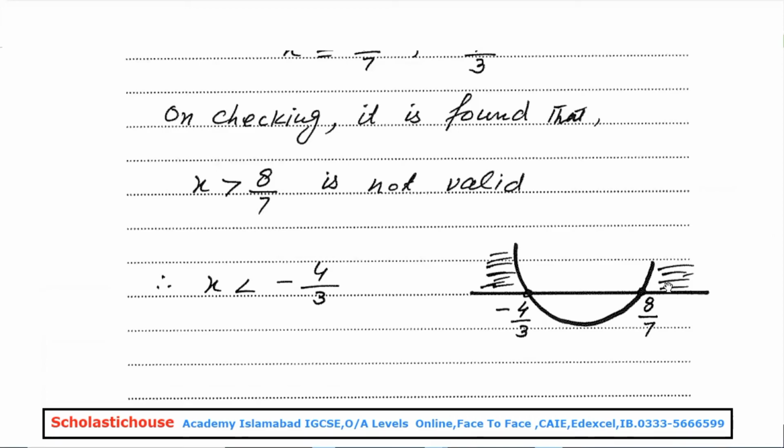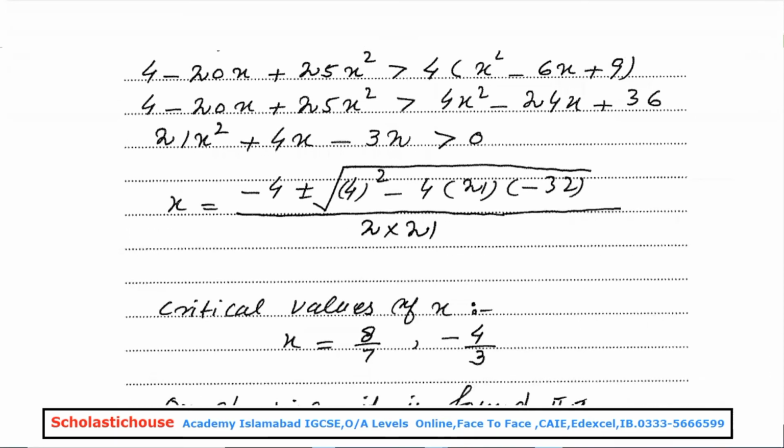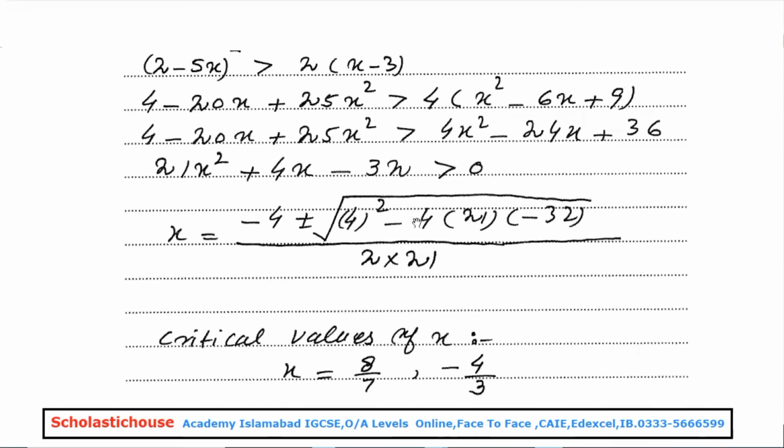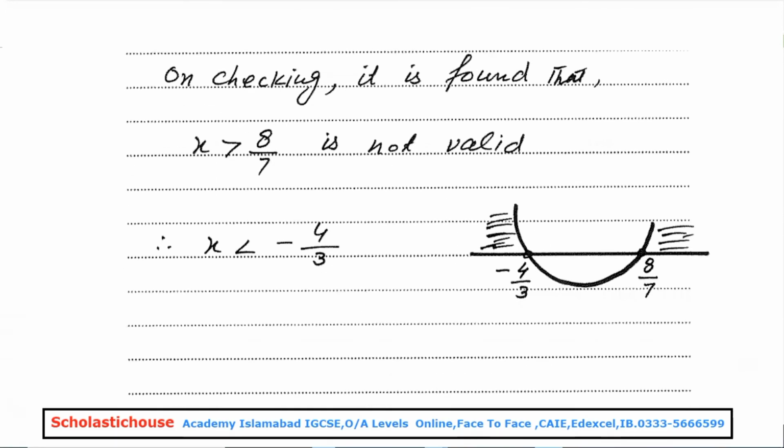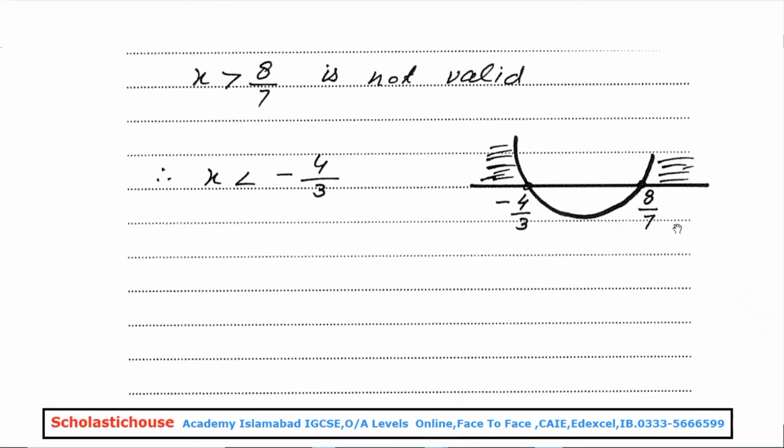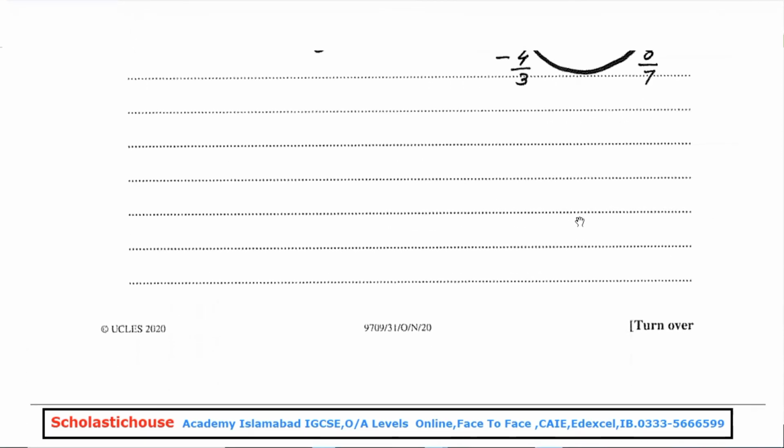I'm again selecting the outer sides of this parabola because in the quadratic inequality the sign is greater than. So the answer may be greater than 8 over 7 or less than minus 4 over 3. But here all the values greater than 8 over 7 are ignored because on checking they are not true values. This question is taken from October-November 2023, variant 1.